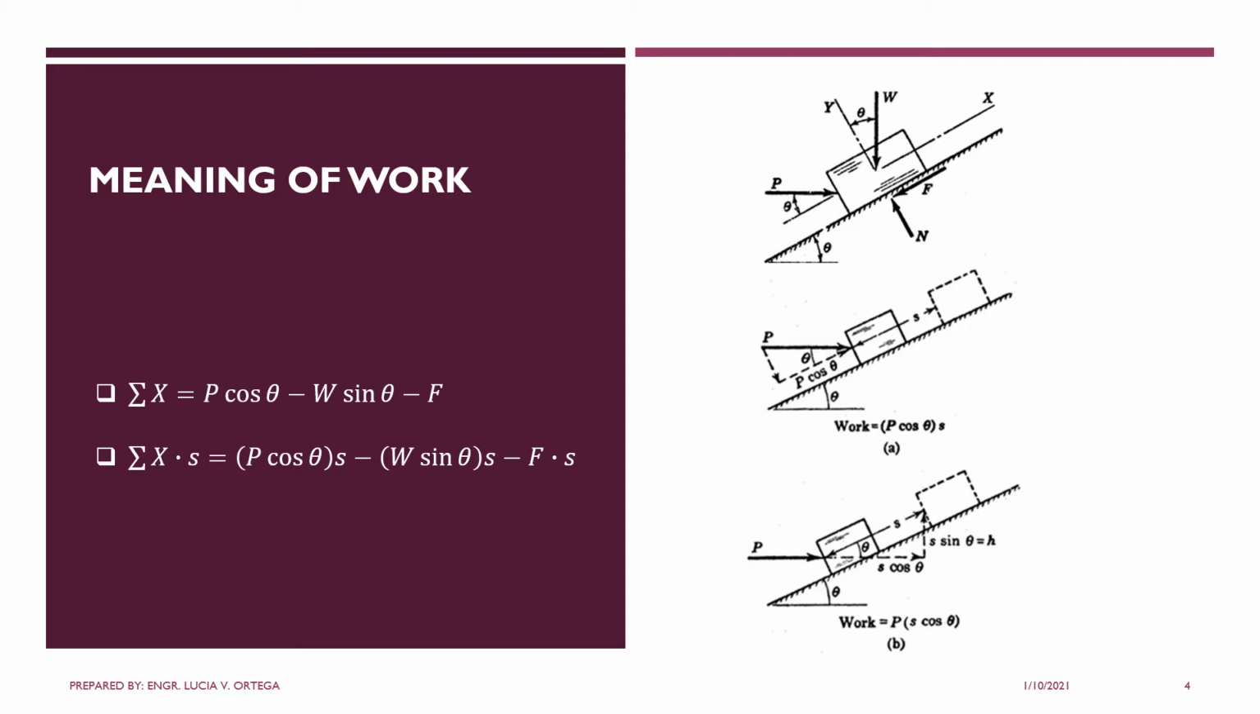The tangential component of the weight is a negative force because it is preventing the motion up the incline, and the friction is always negative. We multiply that by distance, so that is work, equal to the change in energy. P cosine theta times S minus the tangential component of the weight times distance minus the force of friction times distance. So these two are producing negative energy. This is positive energy.